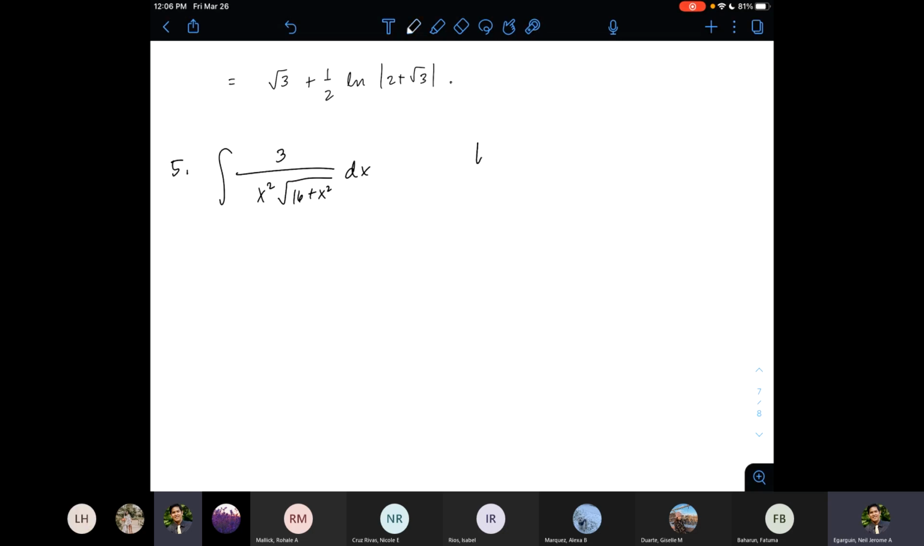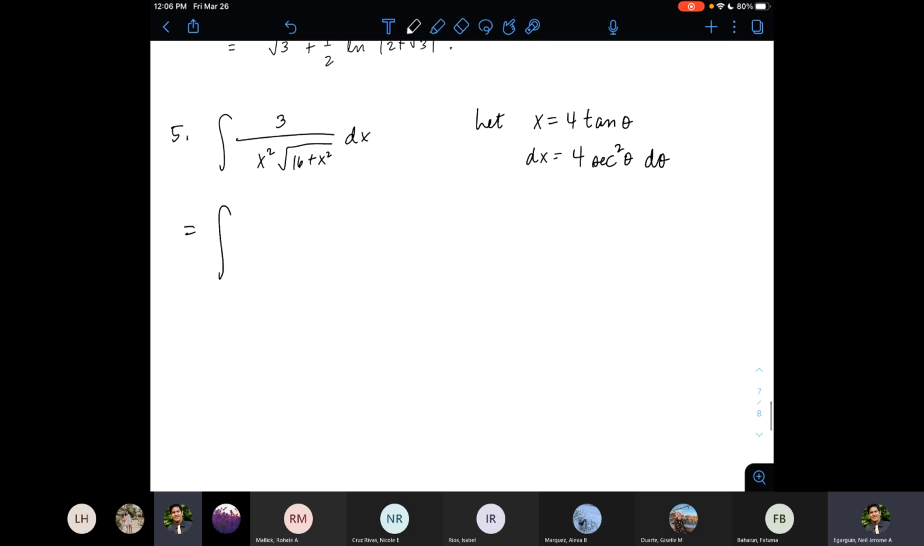So for that, we will let x be equal to 4 tangent theta, okay? But remember, whenever changing the variable in your integral, you should change it all the way. I mean, change the variables and change the differential as well. So to find the appropriate differential replacement for dx, we take the derivative of 4 tangent theta. So that will give us 4 secant squared theta d theta.